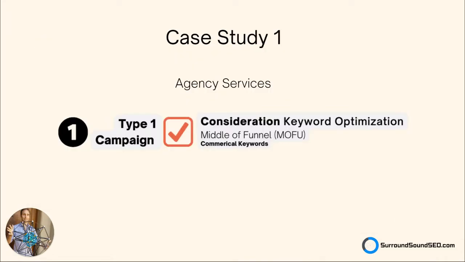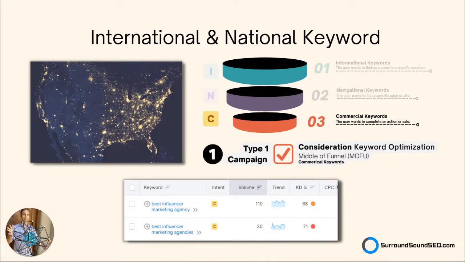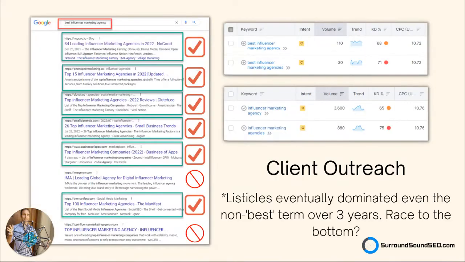Let's study case study 1, agency services. This is a type 1 surround sound campaign. Consideration phase, middle of funnel, commercial keywords. International and national keywords in this particular type of campaign. You can see here in the keyword magic tool from SEMrush, best influencer marketing agency. Best influencer marketing agencies show up as a commercial intent on the keyword tool. Here's an example. We are not going to mention our client, but the keyword that we're looking at here is best influencer marketing agency. There are many, many more keywords in this campaign.